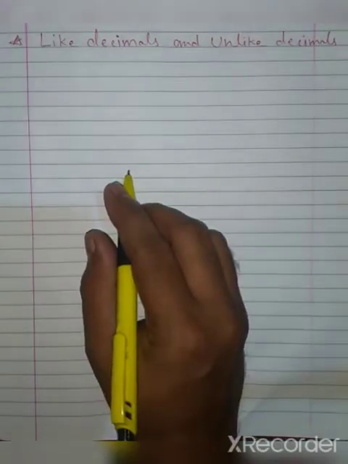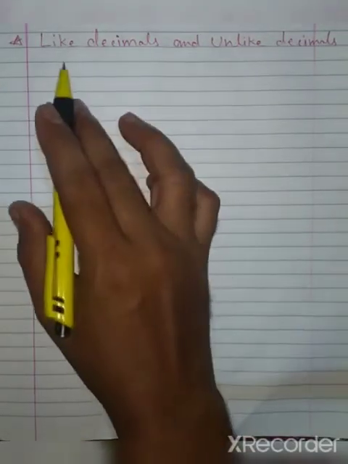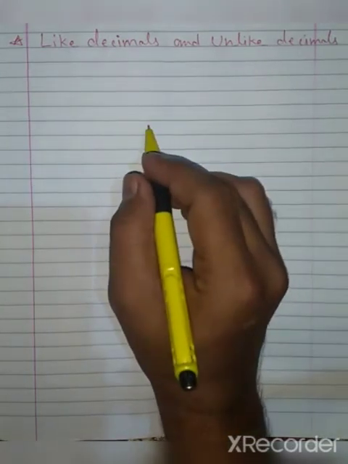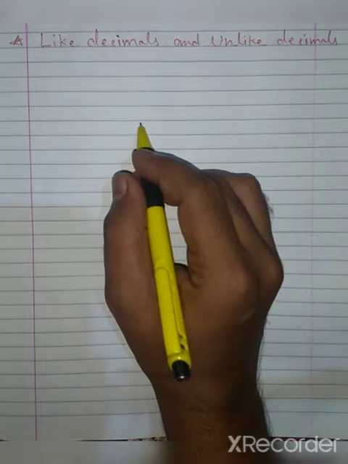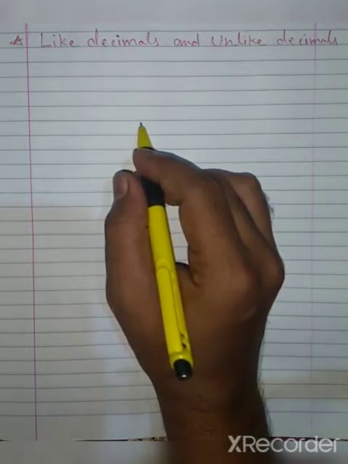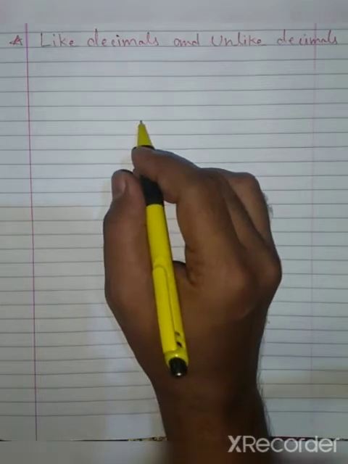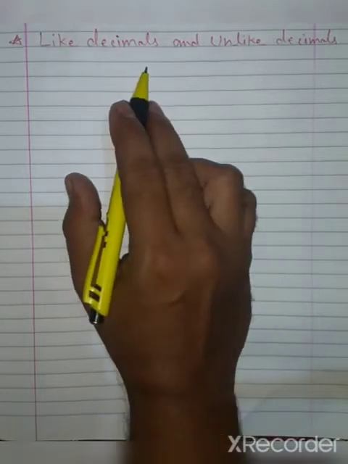Hello dear students. Now our next topic is like decimals and unlike decimals. We have already learned about like fractions and unlike fractions. The fractions are called like which have the same denominators, and unlike fractions have different denominators. So let's start with like decimals.